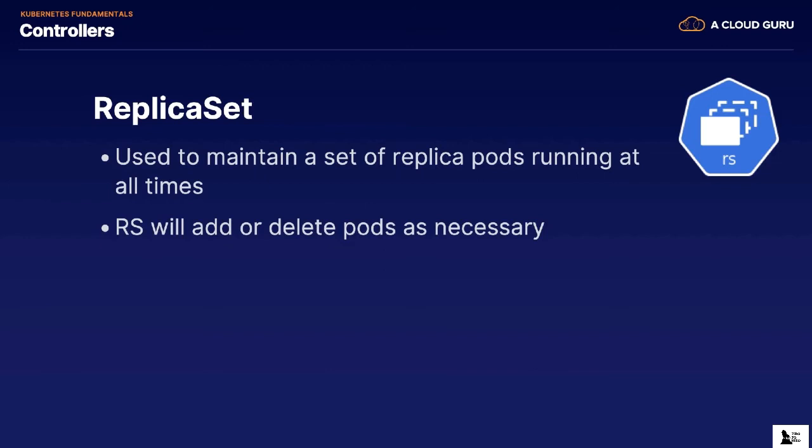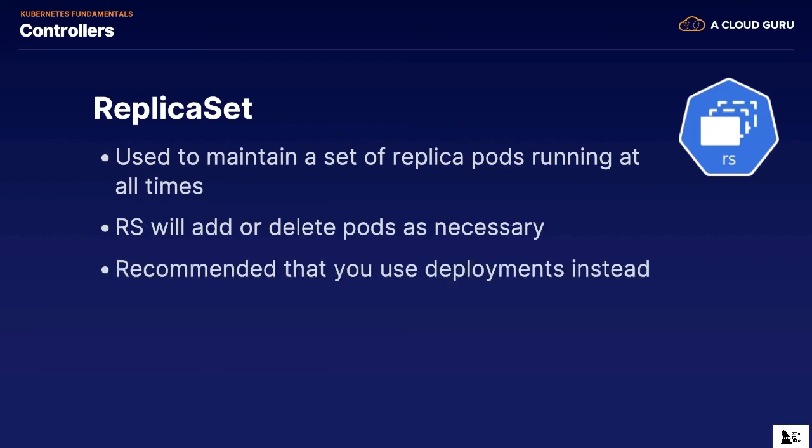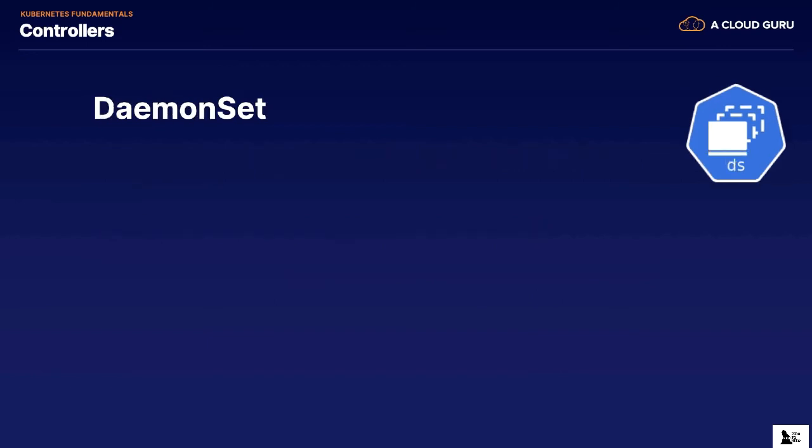So if a few pods die for whatever reason, the replica set will add more pods, 2 more pods, to ensure you're always running the exact number that you specified. If somehow too many pods are running, the replica set will get rid of pods or kill off pods to, again, make sure you're running the exact same number of pods that you specified. And while you can easily create a replica set, it's recommended that you use a deployment to manage the replica set instead and let the deployment create the replica set for you.